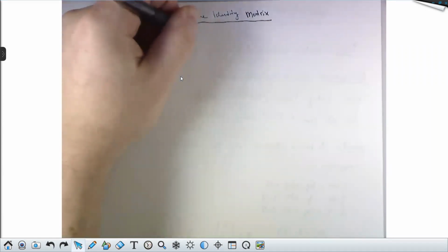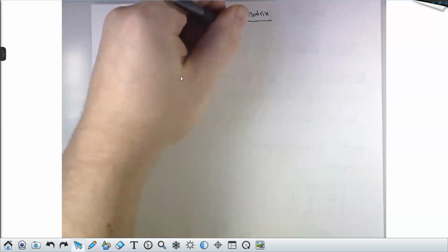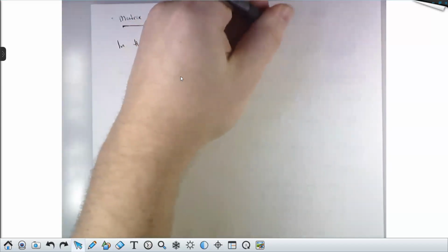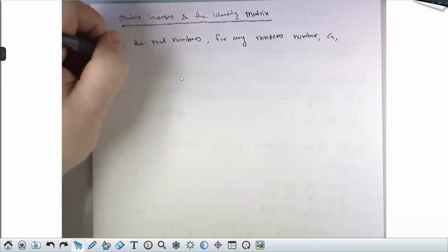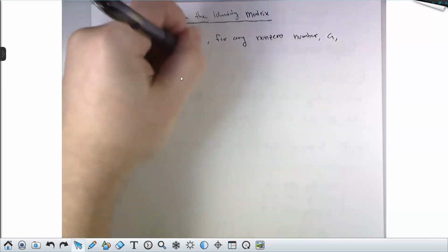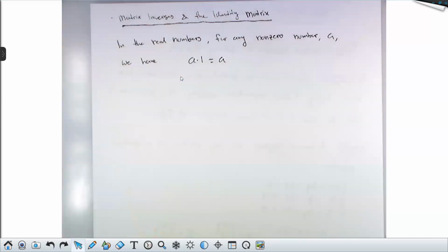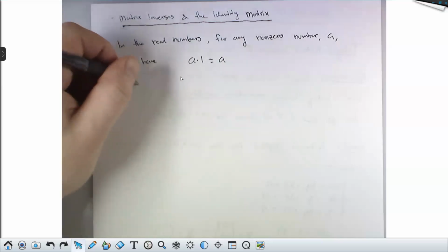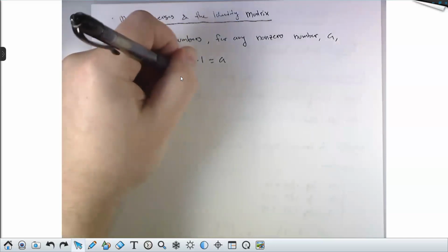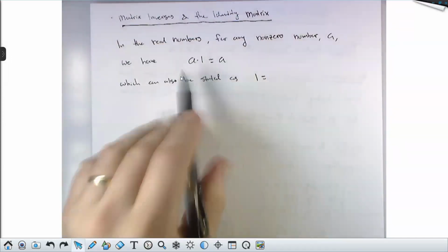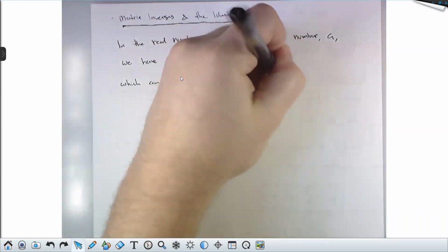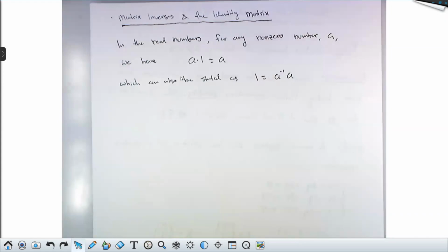So in the real numbers, for any non-zero number, call it little a, we have a times 1 is equal to a, which can also be stated as one is equal to, if I multiply both sides by the reciprocal of a, like this.